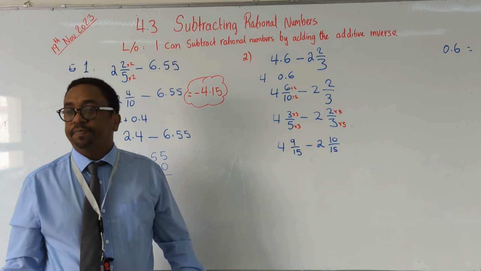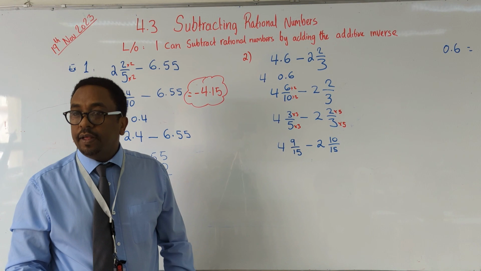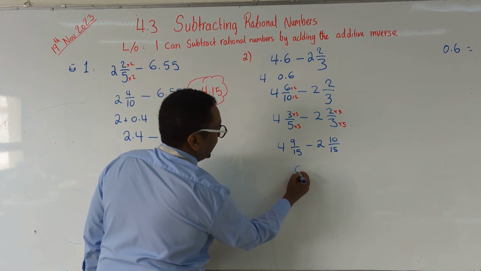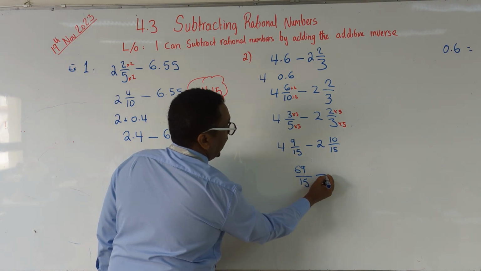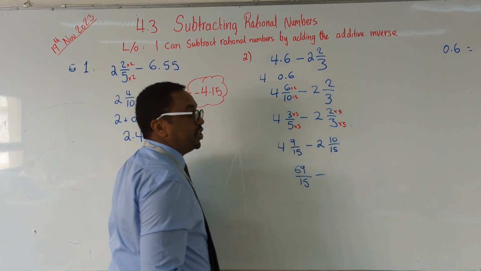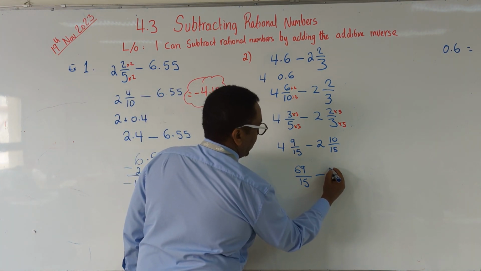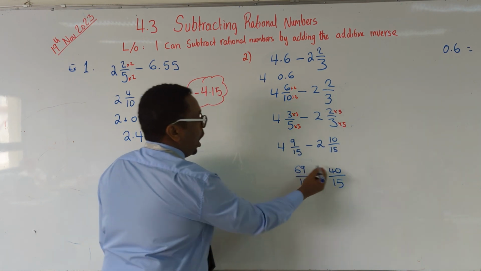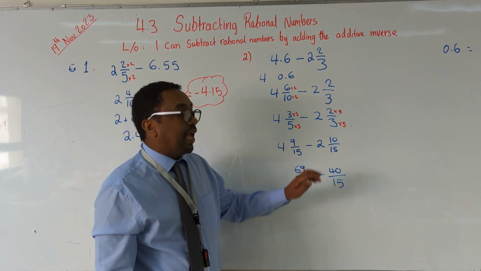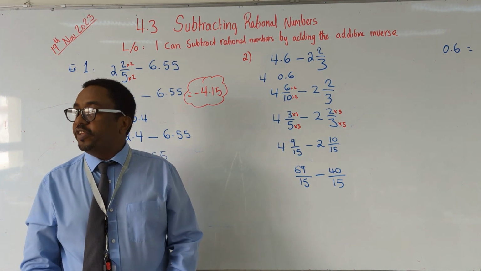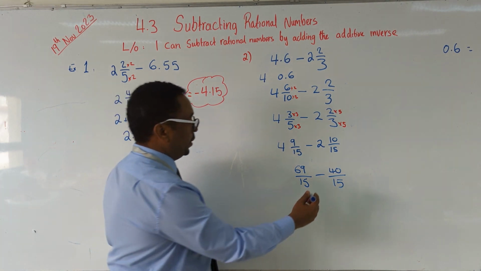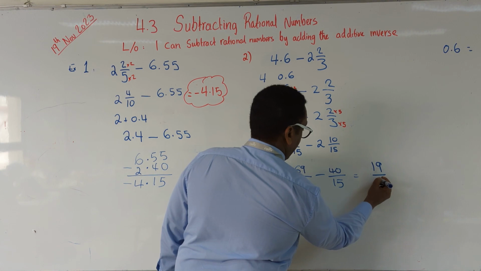So what is 4 times 15? 60. 60 plus 9? 69. Thank you. So I write down the 69 here, divided by 15. Take away 2 times 15? 30. 30 plus 10? 40. So I write 40 here, and then I say over 15. Now, all I have to do is, the denominator is the same, so I subtract the numerators. What is 69 take away 40? Let's work this out. 19. Is that correct? So we have 19 over 15.